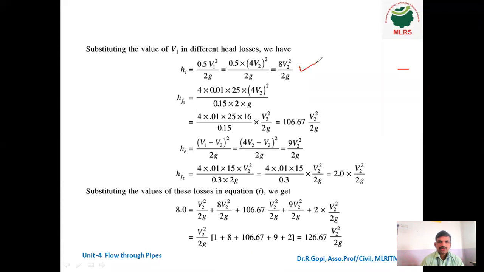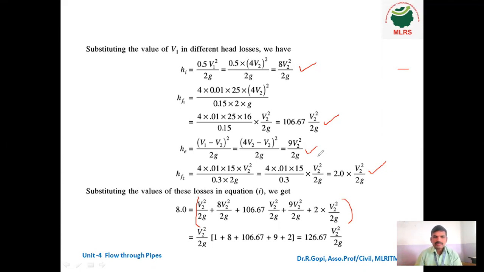106.67. So first this one is HI, next HF1, 106.67 V2 square by 2G, and 9 V2 square by 2G, and plus 2 V2 square by 2G. So we substituted all the values. Now what are the common terms here? Here you can see V2 square by 2G is the common term in all the formulas.